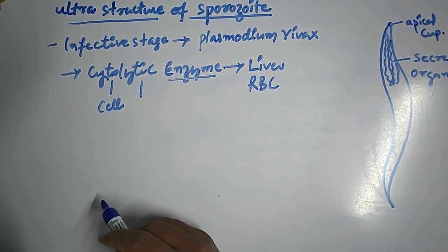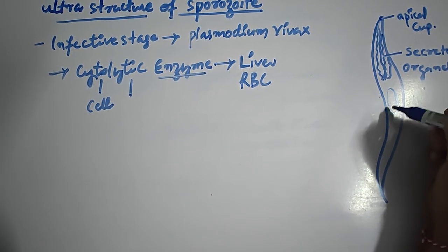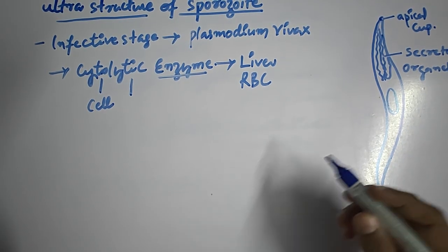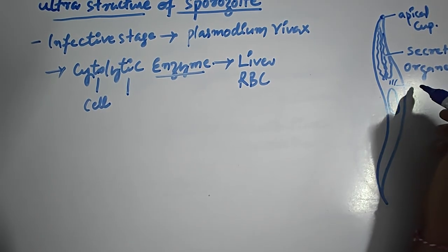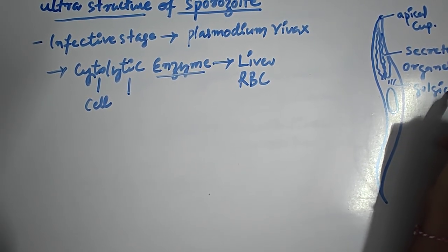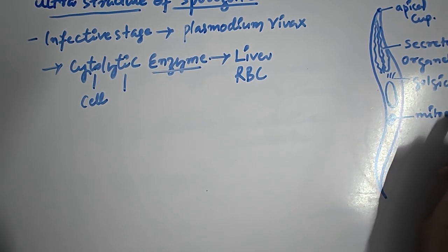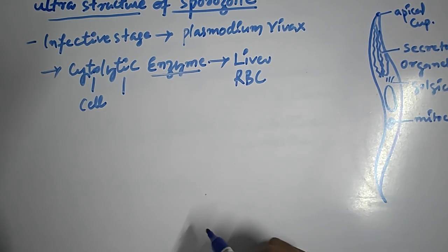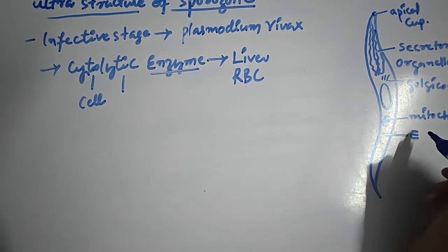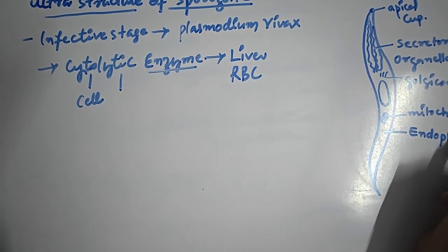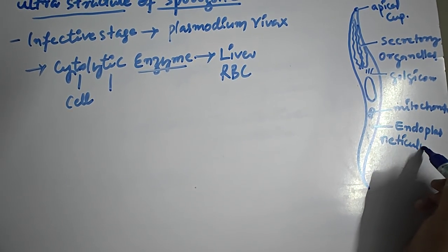And if we observe the inner side, in the cytoplasm there is a large nucleus in the middle part, and a lot of cell organelles are also present, like the Golgi complex, some mitochondria, and endoplasmic reticulum.